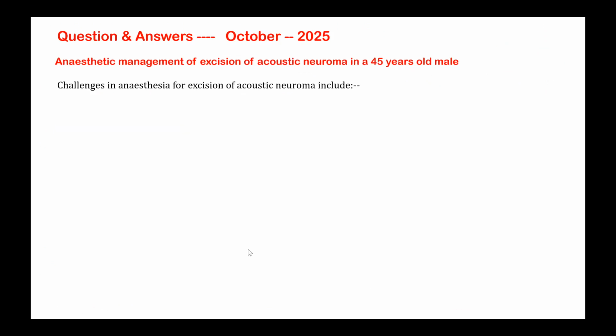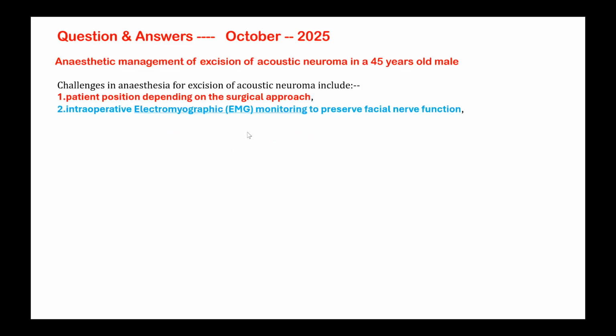But whenever a case scenario is given, I always advise the students to first point out what are all the challenges in the management of these cases. Okay? So challenges in the management include patient position depending upon the surgical approach. That is the first and foremost thing you have to discuss with the surgeon.